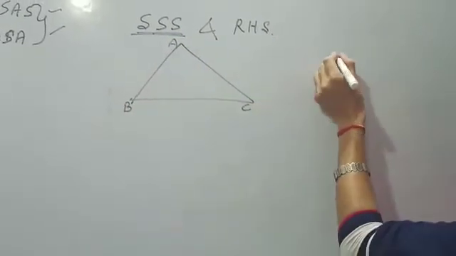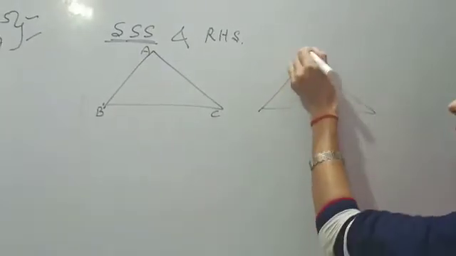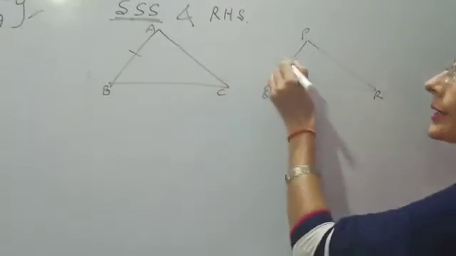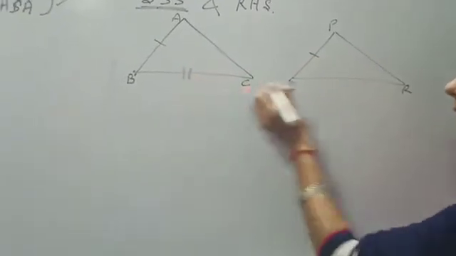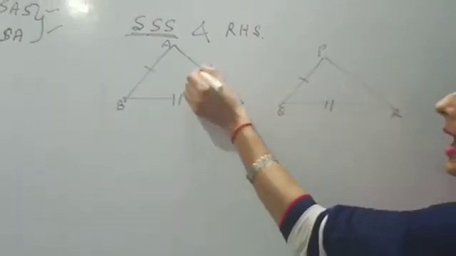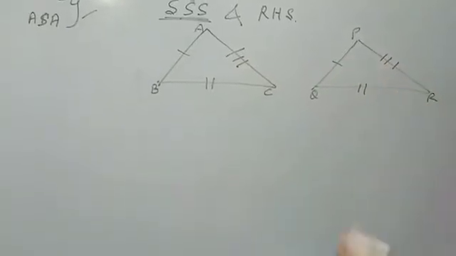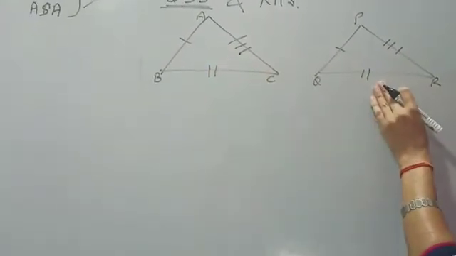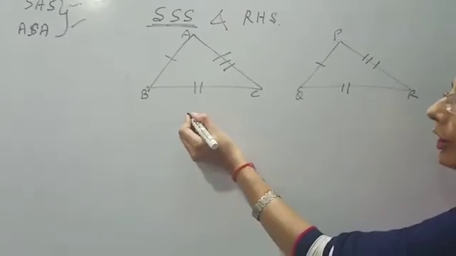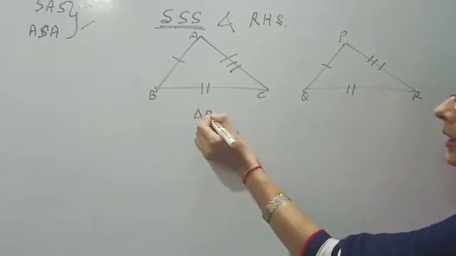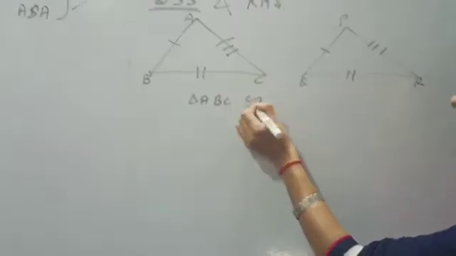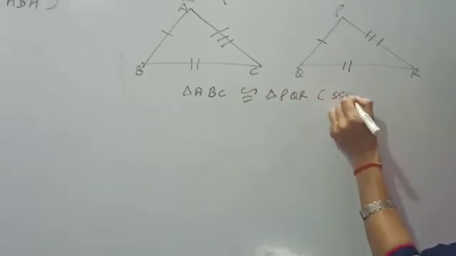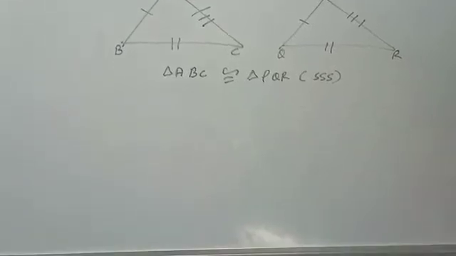If we take two triangles, here I am taking ABC and PQR, having AB equal to PQ, BC equal to QR and AC equal to PR, then we can say all three sides are equal to the corresponding sides. Then we will write in symbolic form: triangle ABC is congruent to triangle PQR by the SSS criteria.